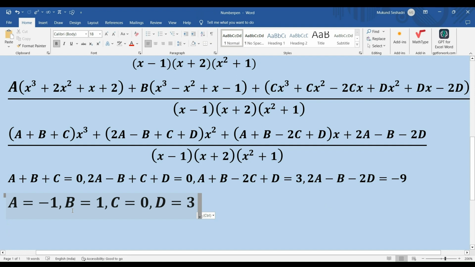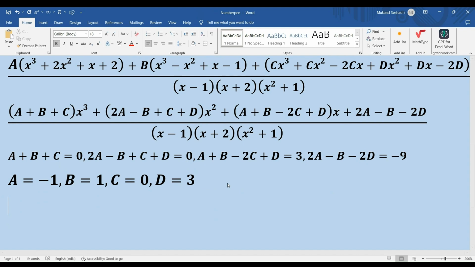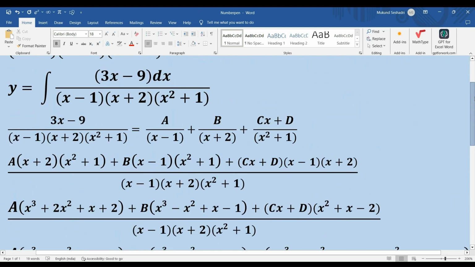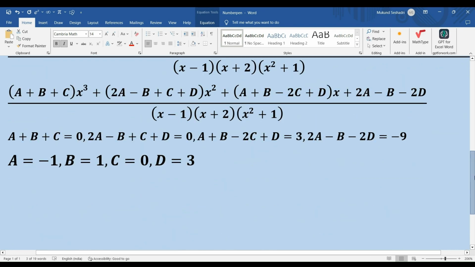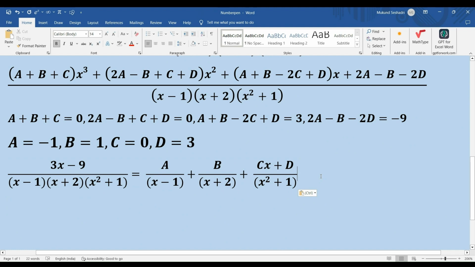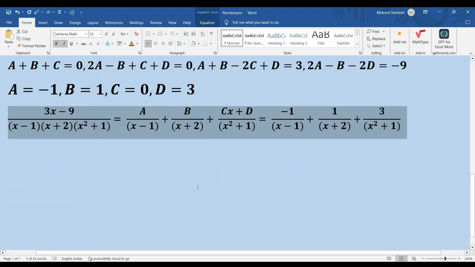This is what I get, and if you've not understood how to solve this particular problem, please do mention it in the comments. I'll be happy to help you out. My a equals −1, b equals 1, c equals 0, and d equals 3, right? Now I go back to the term which I used originally: A divided by (x − 1) plus B divided by (x + 2) plus (cx + d) divided by (x² + 1), right? Now that I have my a, b, c, and d, I can rewrite this expression. And what does it become? This is what I have. My c is 0, my d is 3, my a is −1, and my b is equal to 1, right?